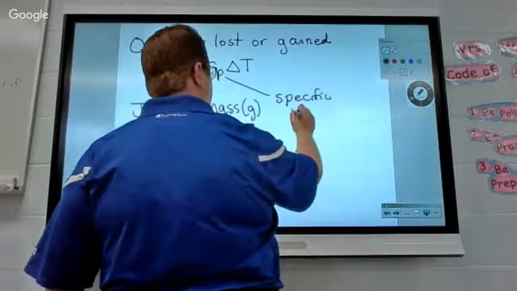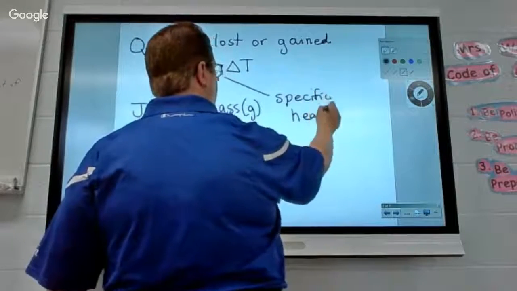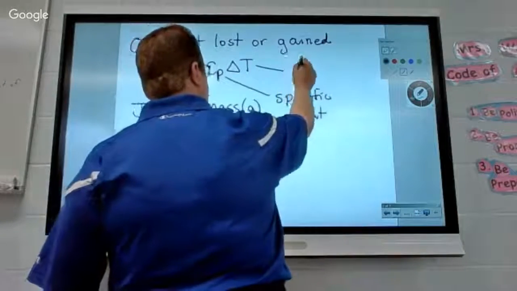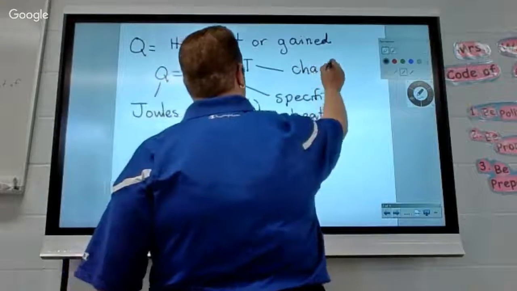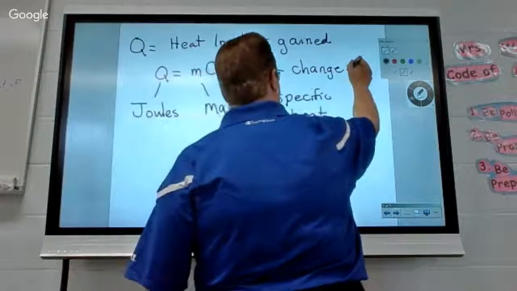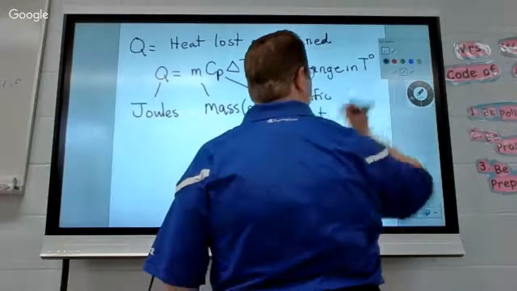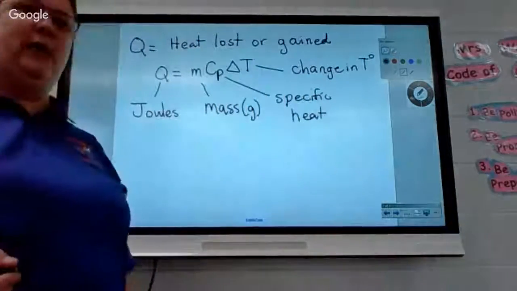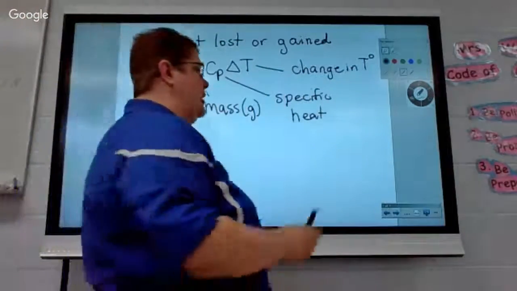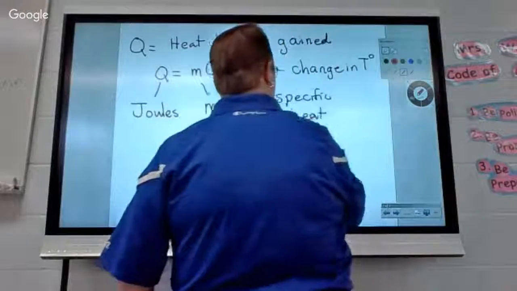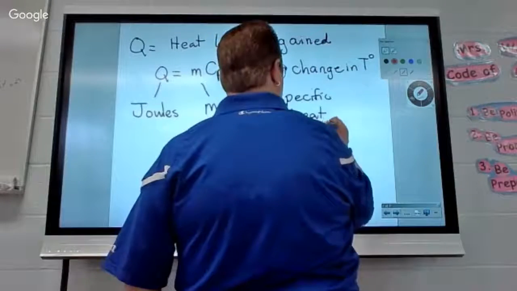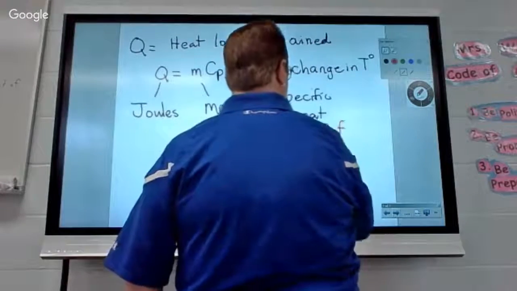Specific heat. And delta T is change in temperature. Is it coming back to you a little bit? Yes. Okay. And specific heat, we found on the reference table.